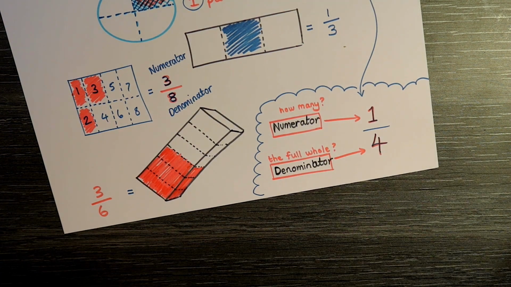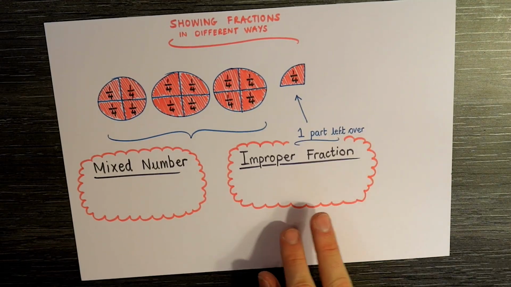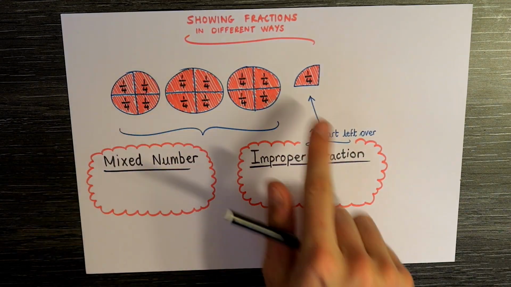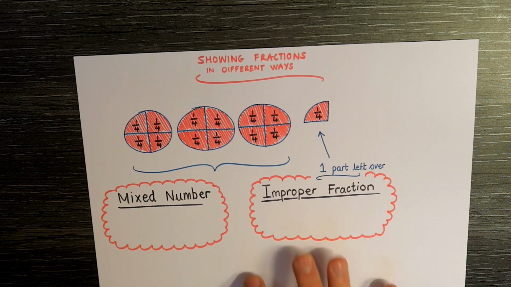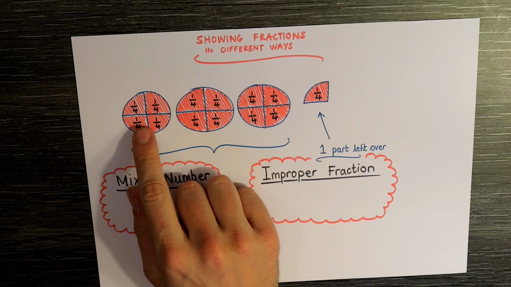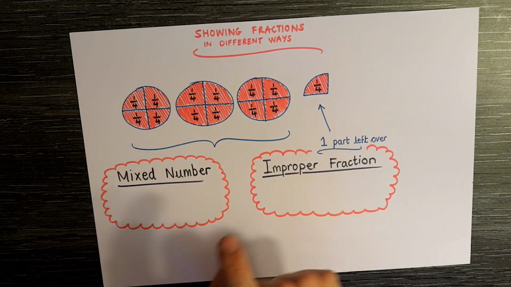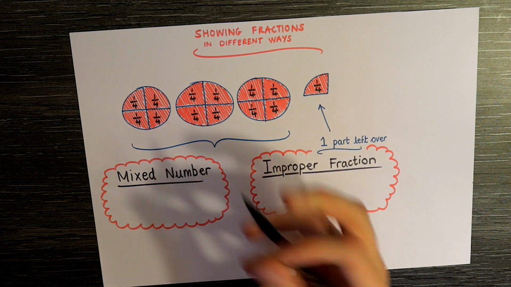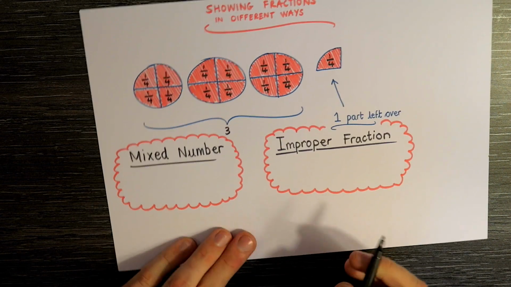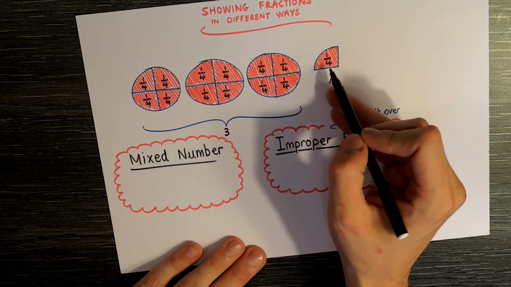So let's have a look at showing these fractions in different ways. So here I've got a picture, okay? Now, this is where it gets a little bit more complicated because I haven't just got 1 whole piece. I've got 1, 2, 3 whole pieces. So I've got 3 pieces here. Let me just write a little 3 to remind ourselves. And then over here, I've got an extra piece.